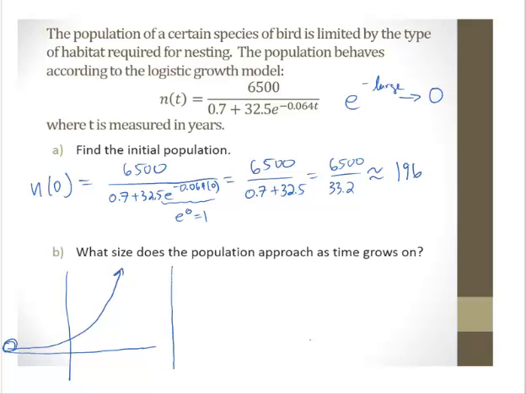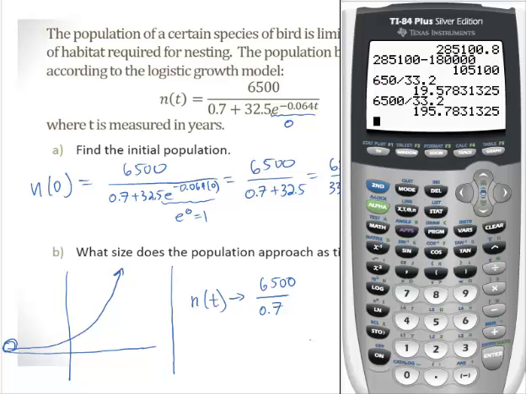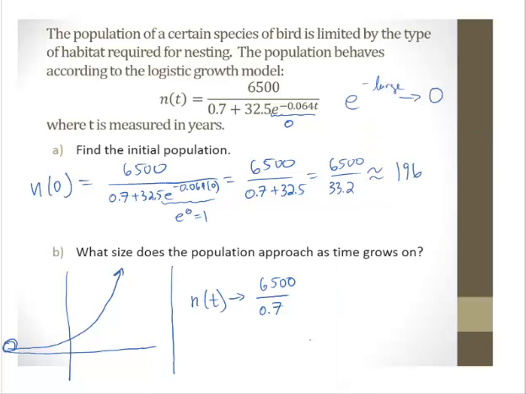So then what would happen is this approaches 0, and I have 32.5 times 0, then N of t would approach 6,500 over 0.7. Now using the calculator, 6,500 divided by 0.7 is 9,285.7, so about 9,300. So let's say 9,286. Let's be more careful.